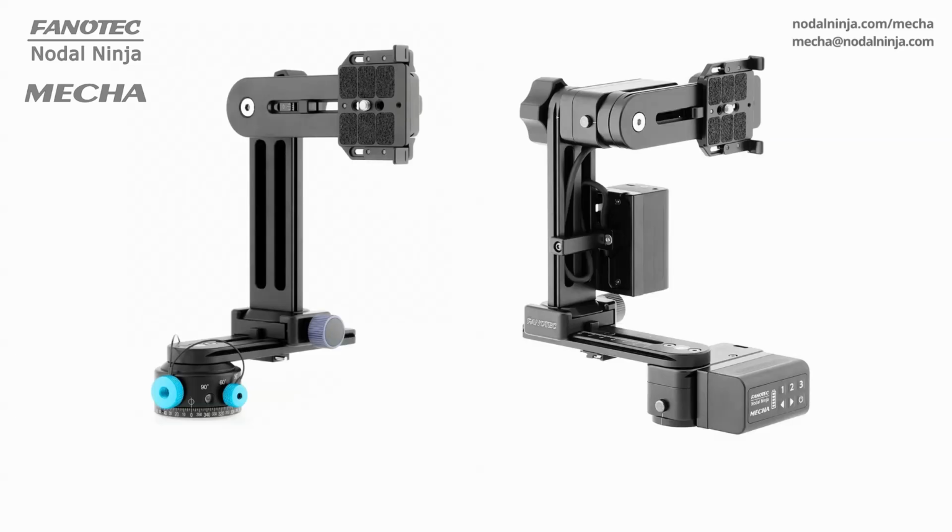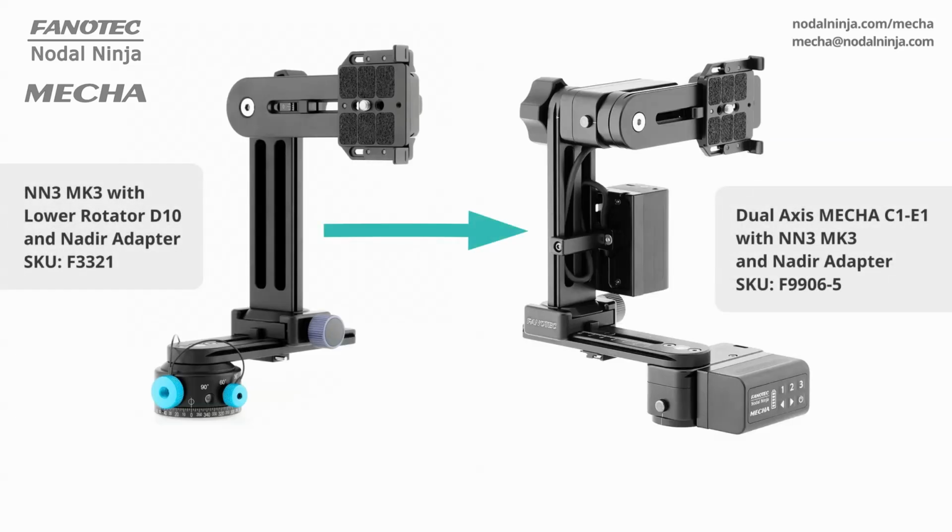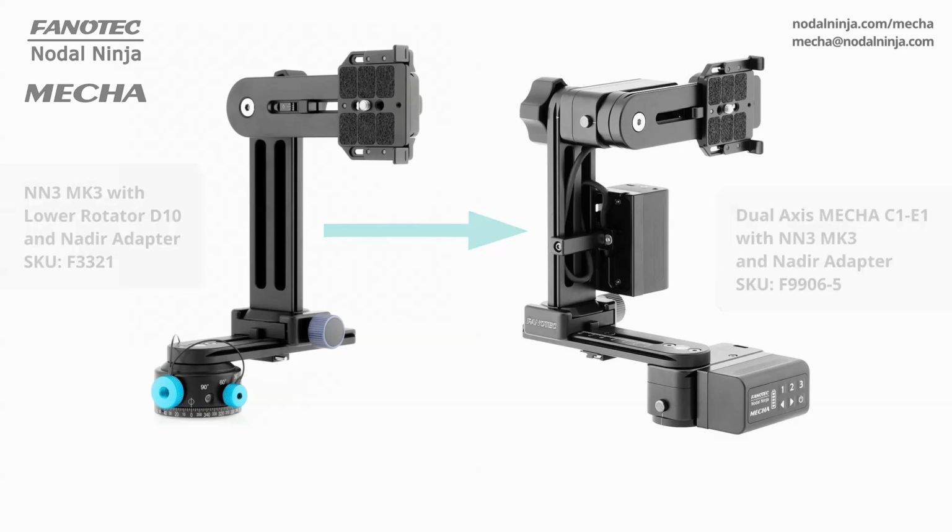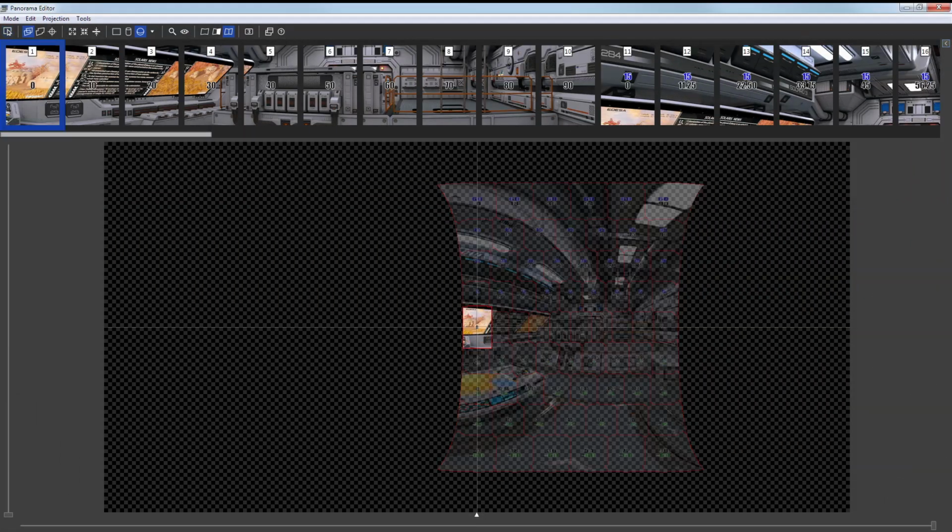In today's video, we'll show you how to convert your classical shooting pattern to a MECHA preset. This is helpful for users who have switched from a manual to a motorized panoramic head to automate their shooting process. Let's look at an example of a partial panorama 90 degrees wide and 120 degrees high.